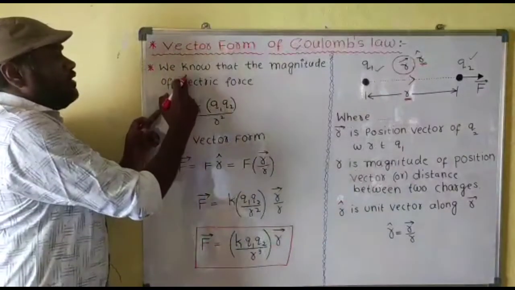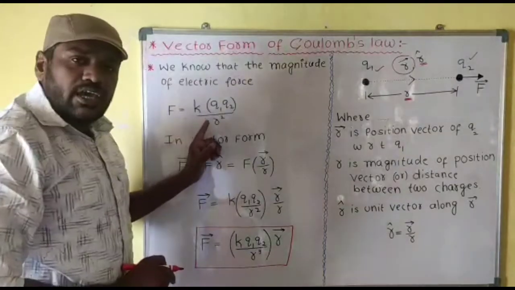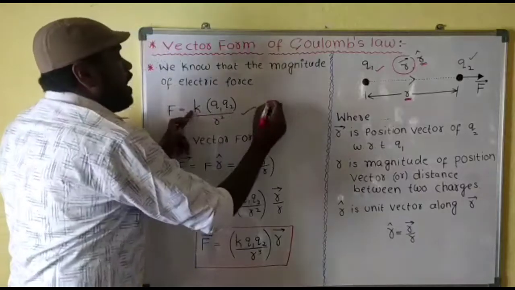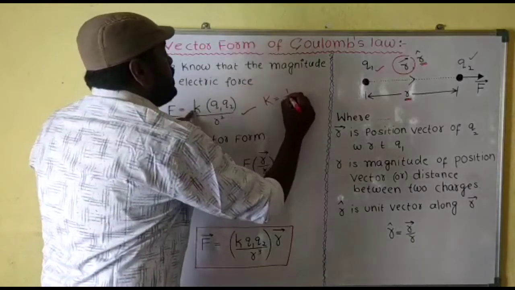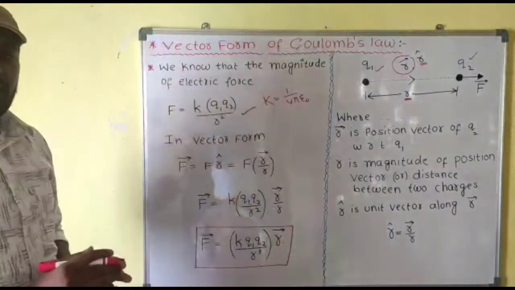Now, we know that the magnitude of electric force is F equals K Q1 Q2 by r square. In place of K, we know that K is equal to 1 by 4 pi epsilon naught. Of course, in place of that I have written K.